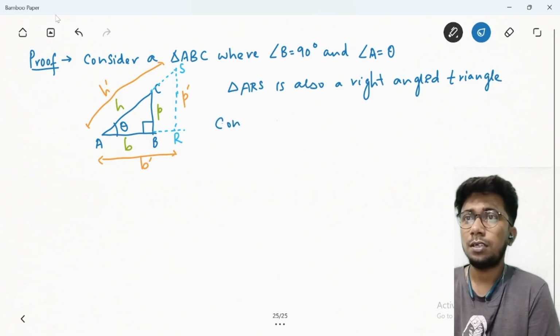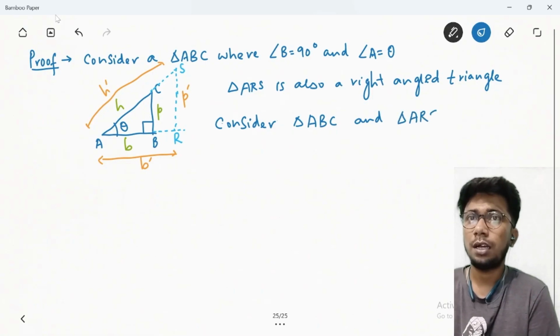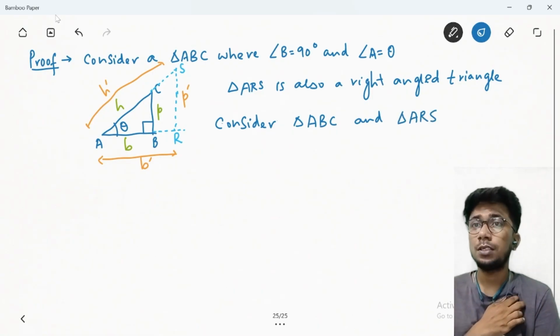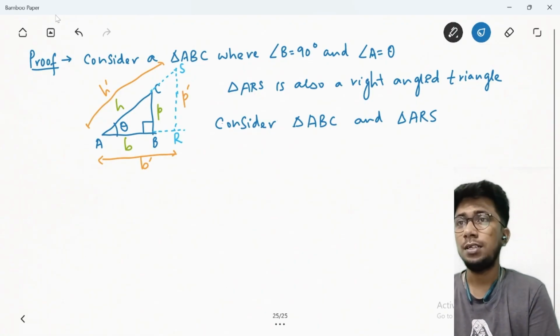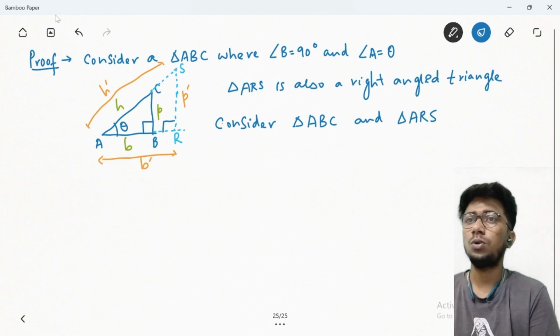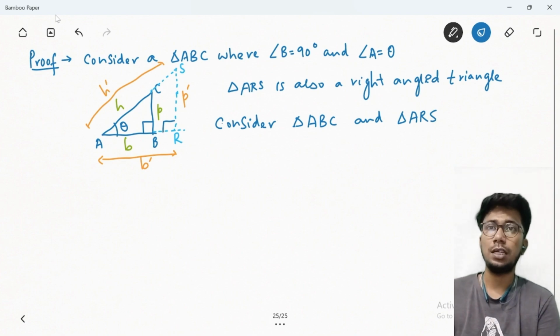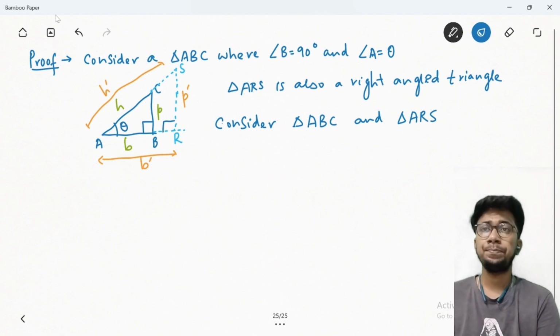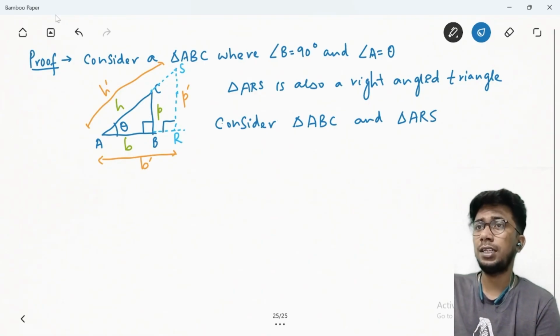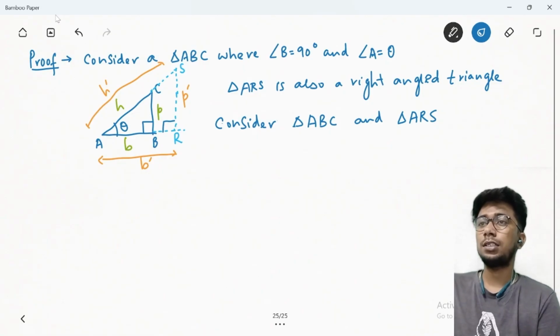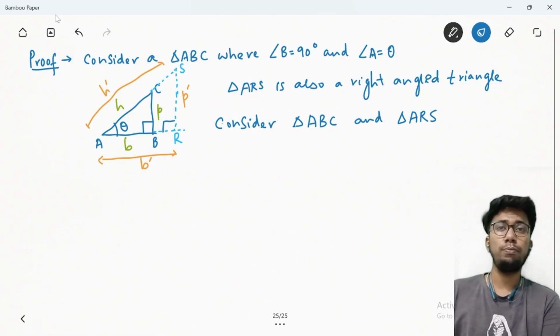Consider triangle ABC and triangle ARS. Fine. So in geometry, you might have studied about similarity of triangles. Fine. So can we say that triangle ABC and triangle ARS are similar to each other? ऐसा कह सकते हैं हम. See, in triangle ABC, this angle is 90. In triangle ARS, this angle is 90, and this theta is common to both the triangles.